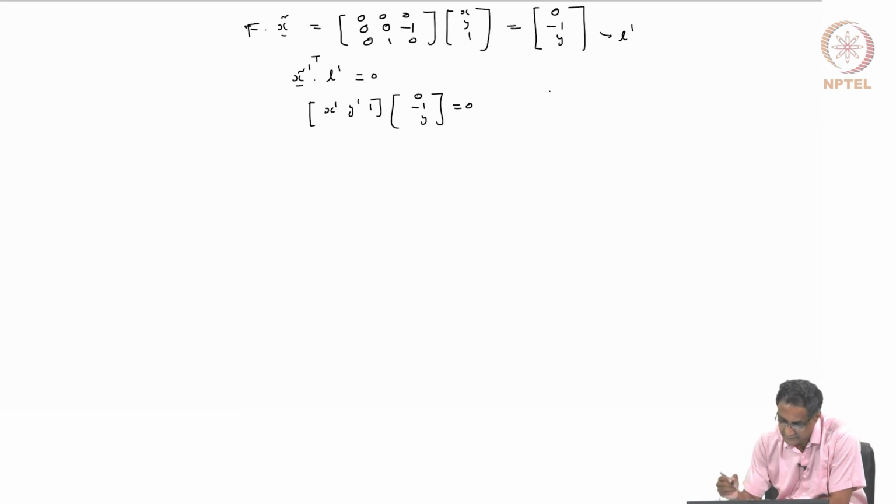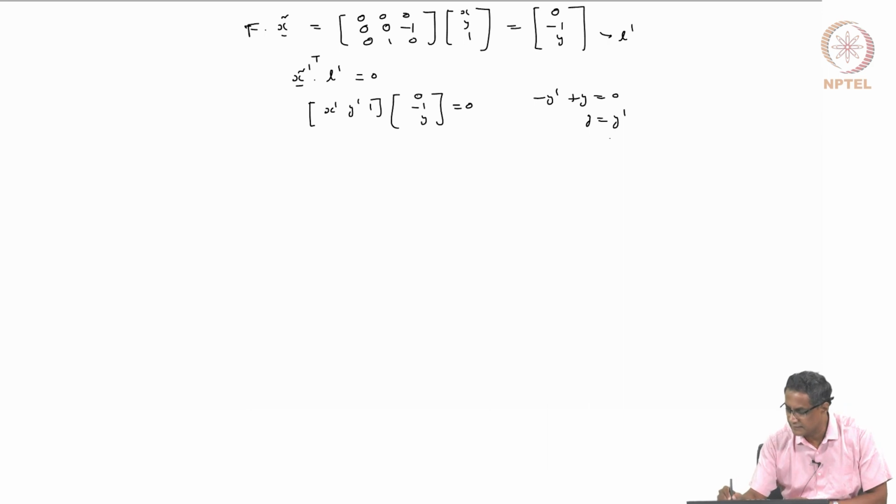And this means that, what does this mean? Minus y dash plus y is equal to 0, or it means y is equal to y dash. So what does it mean? Or y dash is equal to y, in fact, this is the other way, y dash is equal to y. So it actually means that only points that satisfy this condition, that their y dash is equal to y, can lie on the epipolar line.